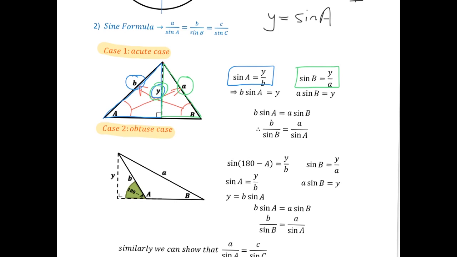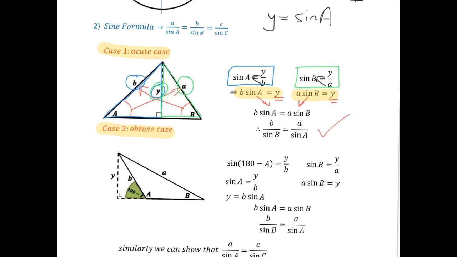And then we can just rewrite these 2 expressions to be b sine A is equal to y, and a sine B is equal to y. That's just multiplying up this b and this a respectively. So then we have 2 expressions which are equal to y, which means we can set the 2 of them equal to each other. So b sine A is equal to a sine B, and just rearranging that, dividing both sides by sine A and sine B, we get b over sine B is equal to a over sine A, and that's our formula for the acute case.